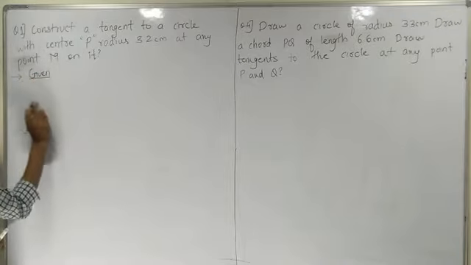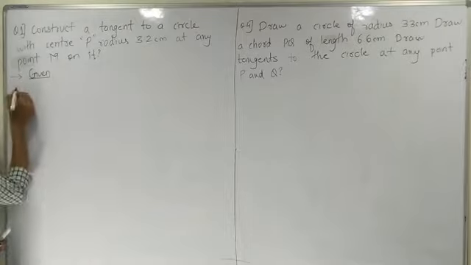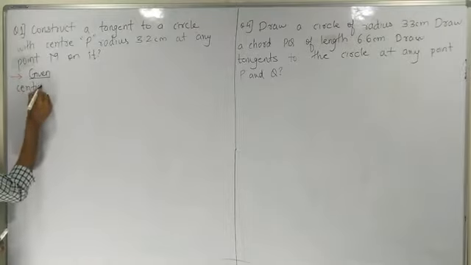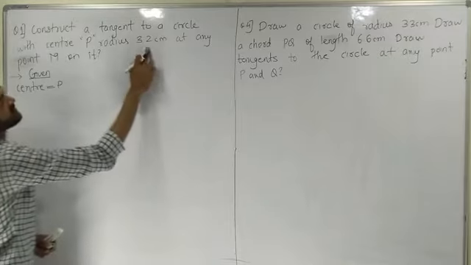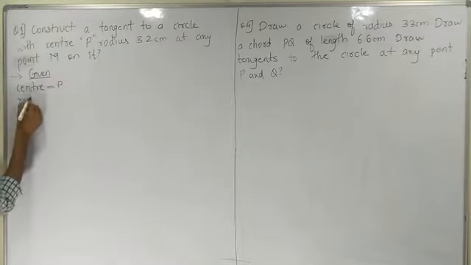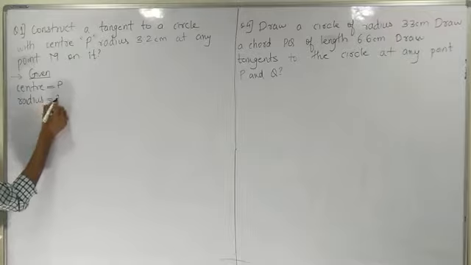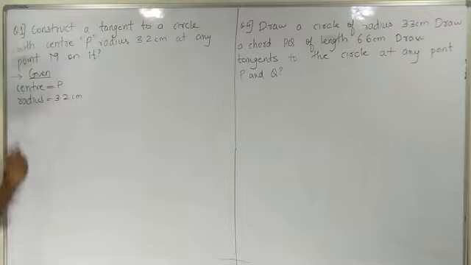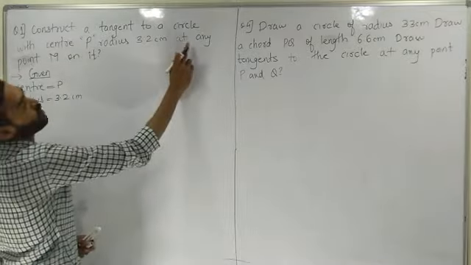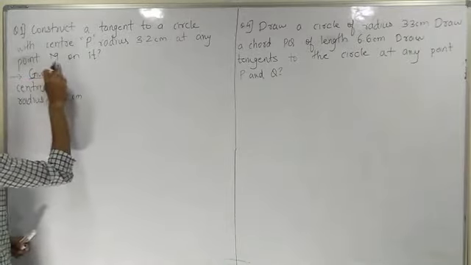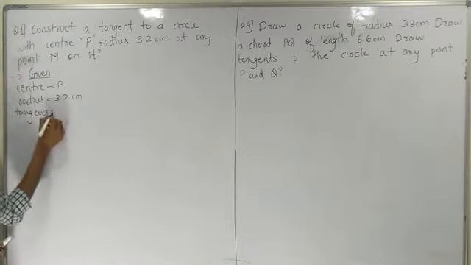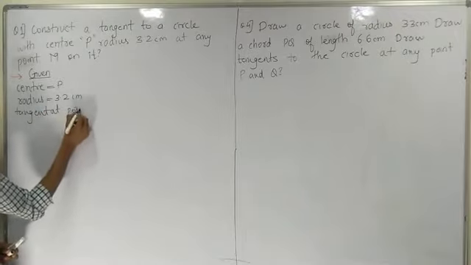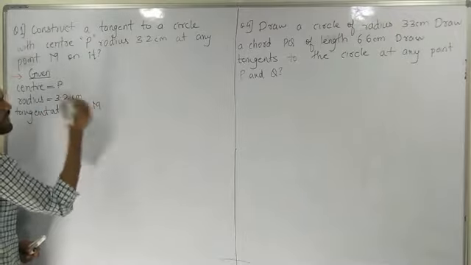Students, what is given? Given is center is P. So my center is P. Next, the radius length is 3.2 centimeter. So I am writing radius 3.2 centimeter. What else? We need to draw a tangent through point M. So we will write here tangent at point M.